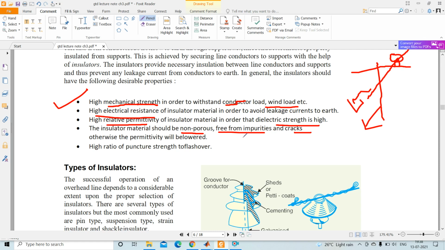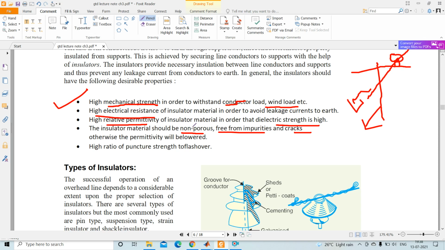See, it should be free from impurity. Why does it require freedom from impurity? Because due to the presence of impurity, the insulating property of the material may reduce, and then current can flow through this material. That's why it should be non-porous, free from impurity, and free from cracks. Otherwise permittivity will be lowered.